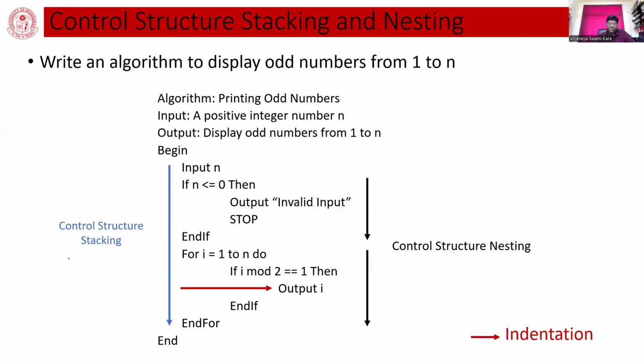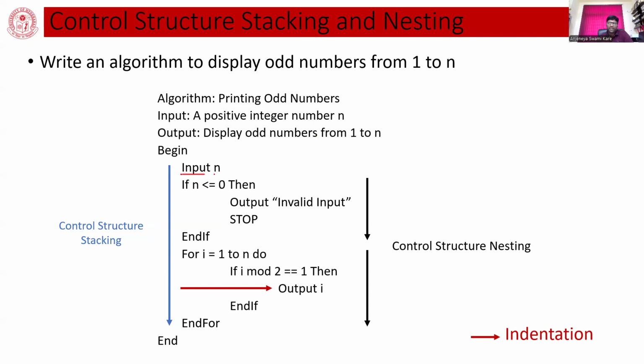So let us also see what control structure nesting and stacking are, with an example. Write an algorithm to display odd numbers from 1 to n. Earlier, we were displaying all the natural numbers from 1 to n. Now the problem asks to display only odd numbers in the range 1 to n. So the algorithm name is printing odd numbers. Input is a positive integer number n. Output is to display odd numbers from 1 to n.